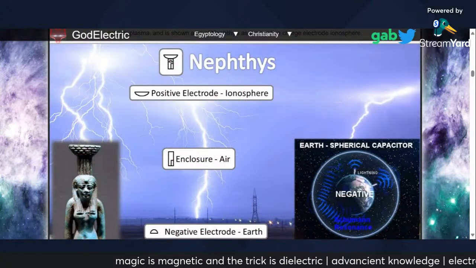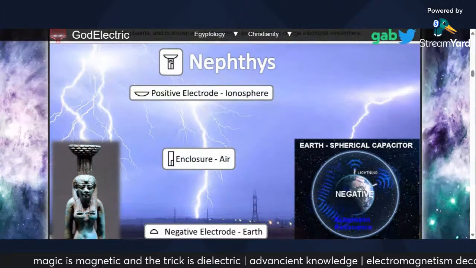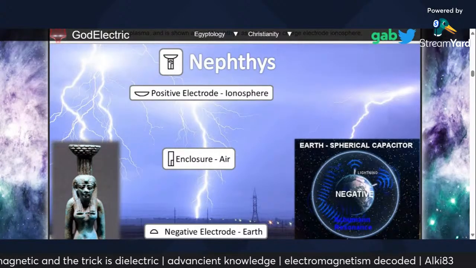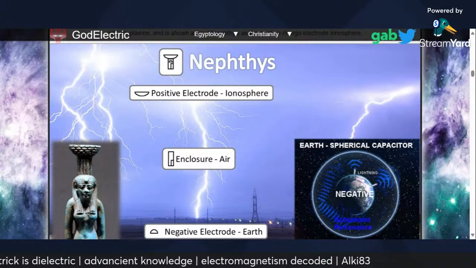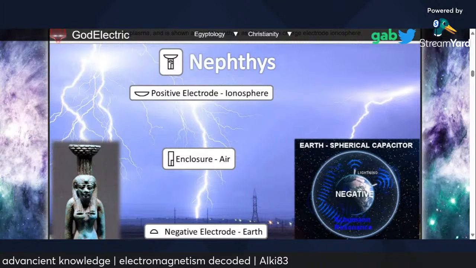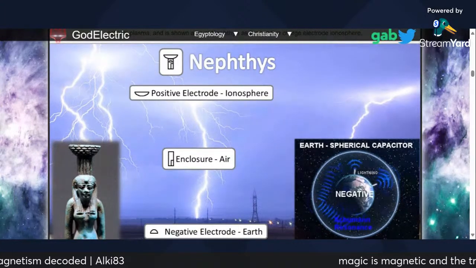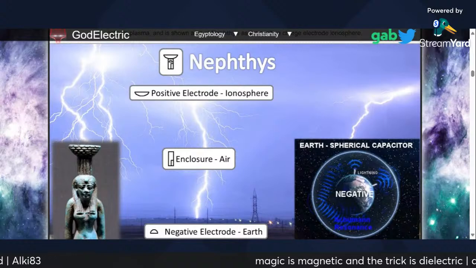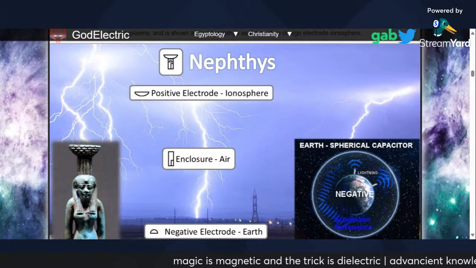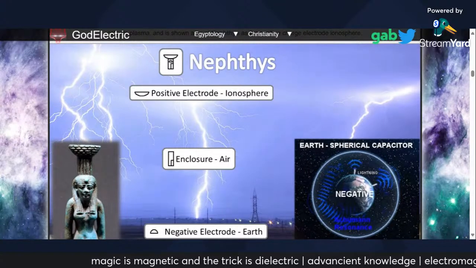Nephthys shows the capacitor action of celestial bodies in the universe. When Nephthys represents the Earth, her two conductors are separated by an insulating medium, air, with the inner negative electrode as the Earth and the outer positive electrode as the ionosphere. A capacitor is important for its ability to rapidly store and release electrical energy.